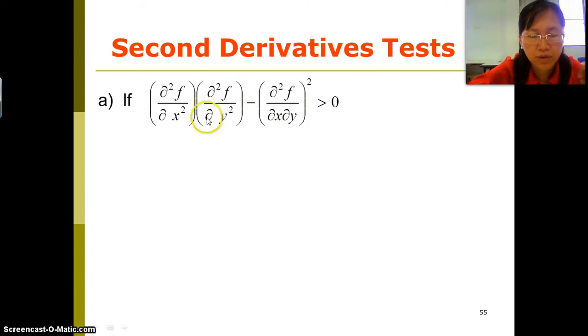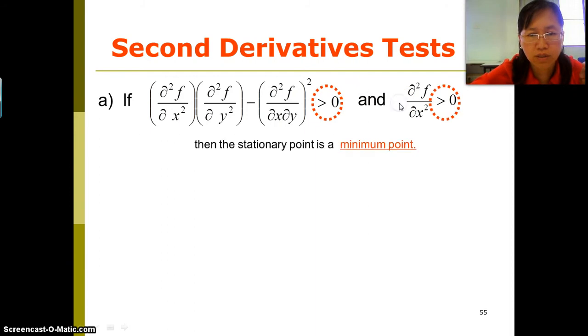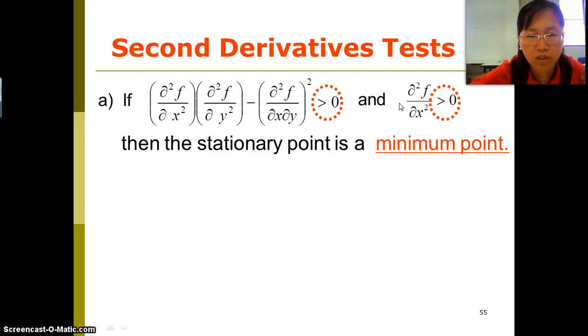The discriminant is given by the formula: del square f over del x square multiplied by del square f over del y square, minus the mixed second order derivative squared. If the discriminant is greater than 0, meaning positive, and del square f over del x square is also positive, we conclude the stationary point is a minimum point.